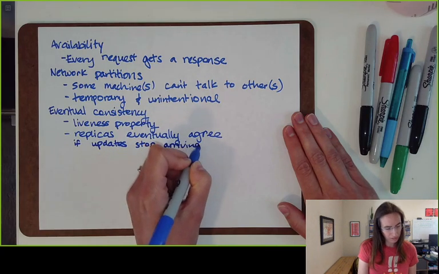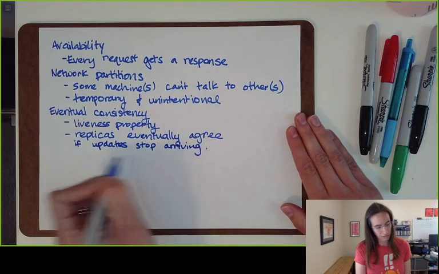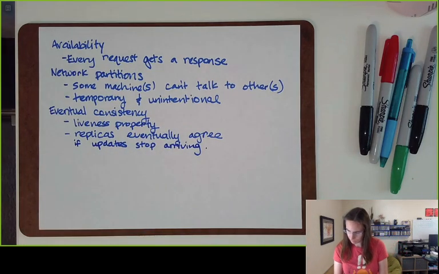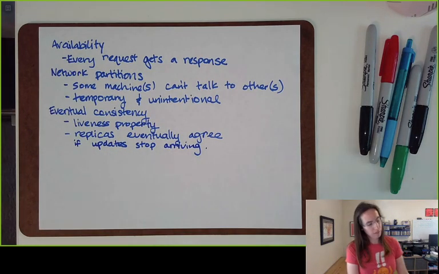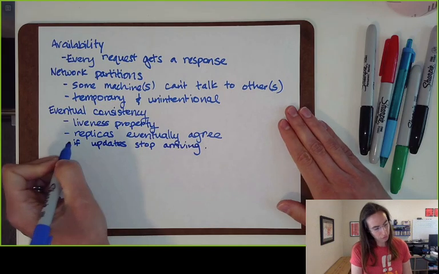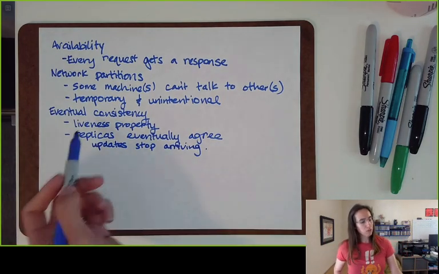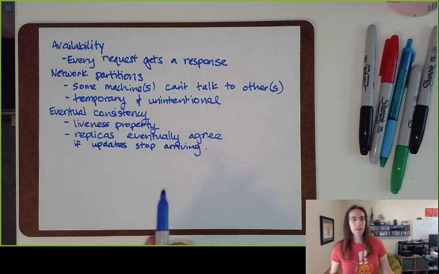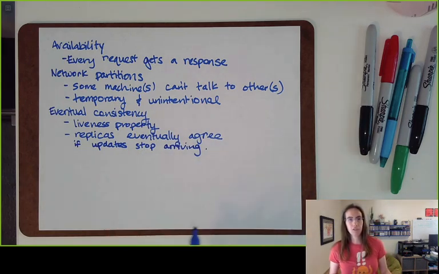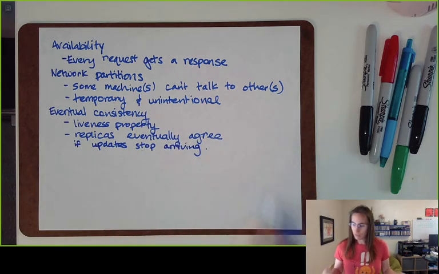Now, this might seem like a kind of silly definition because in practice, updates may never stop arriving. But it's a useful rule of thumb. So I wouldn't put eventual consistency in a hierarchy along with strong consistency, causal consistency, and the rest. Not even at the very bottom of that hierarchy because it's a different kind of property. All of those consistency models are safety properties. This one's a liveness property.